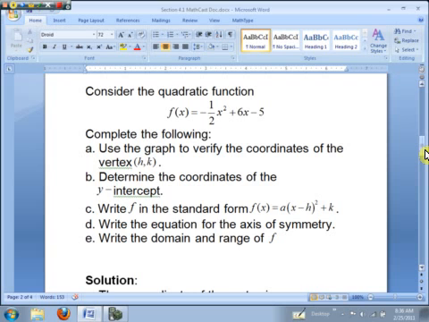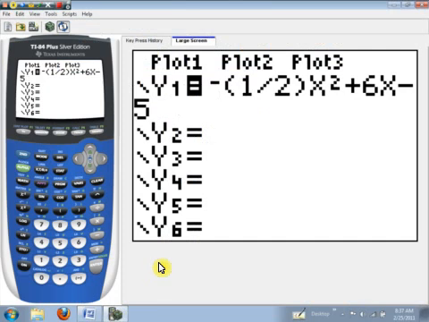Determine the coordinates of the y-intercept in part B. And then we'll write f in the standard form. That's where it's sometimes called the canonical form of the quadratic equation. We'll write the equation for the axis of symmetry, and we'll make a graph of that. And then we'll finally write the domain and range of f, knowing what we've gained in the first parts of the example here. So let's begin by graphing the function, getting its coordinates, and then verifying that algebraically.